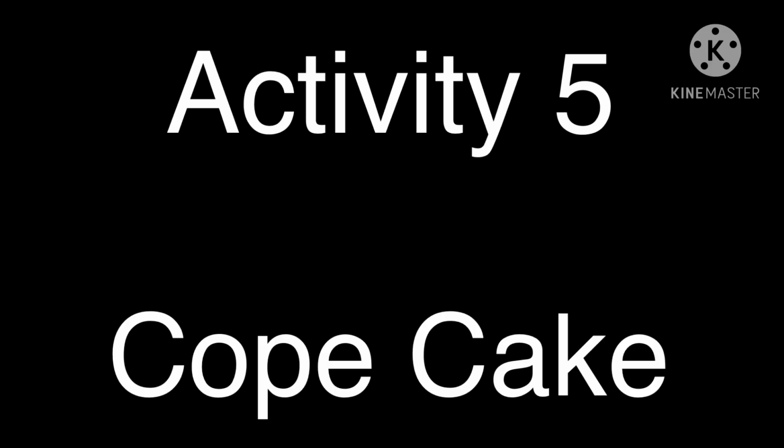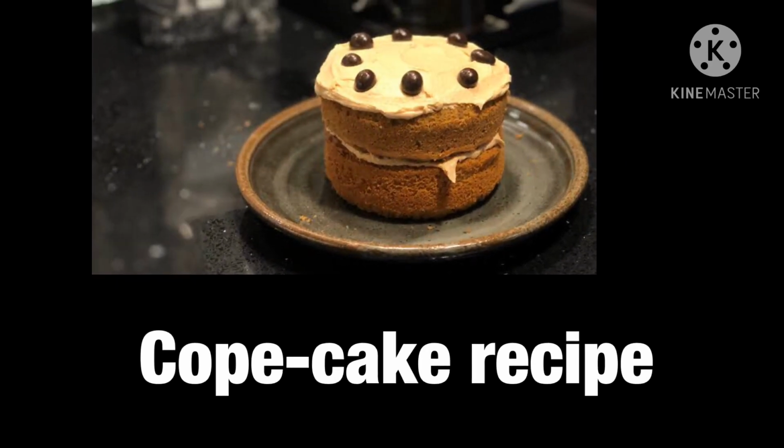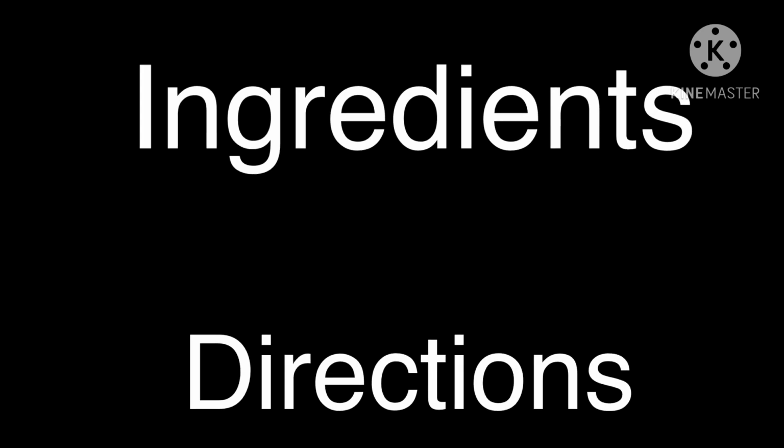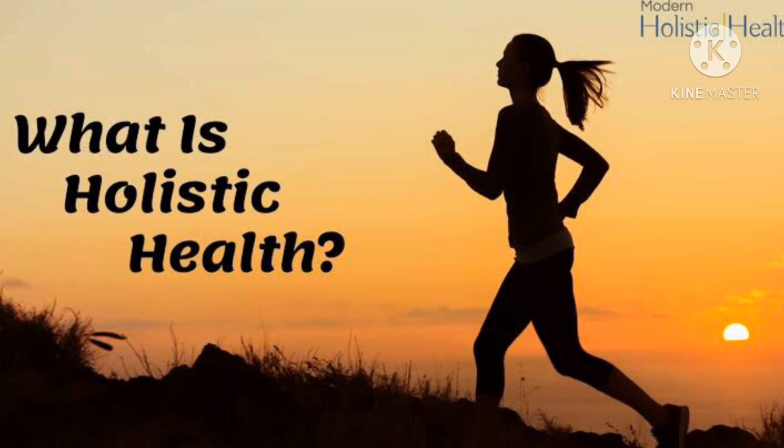And our activity 5 is Cope Cake. In this activity, you are going to make a cope cake recipe. You must have your own ingredients and directions on how you are going to cope in case you have a problem. To recall our previous lesson, holistic health is about caring for the whole person, providing for your physical, mental, spiritual, and social needs. It is rooted in the understanding that all these aspects affect your overall health, and being unwell in one aspect affects you in others.